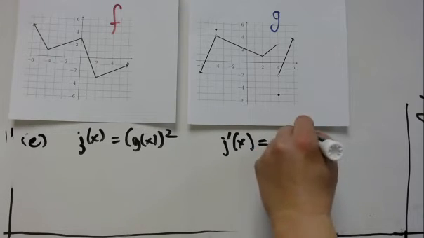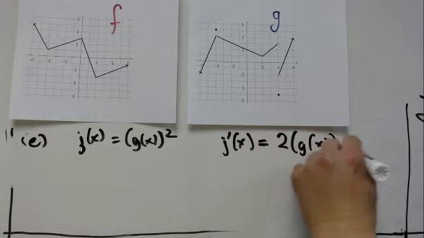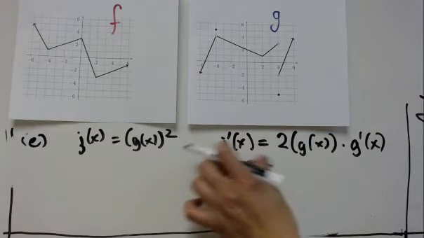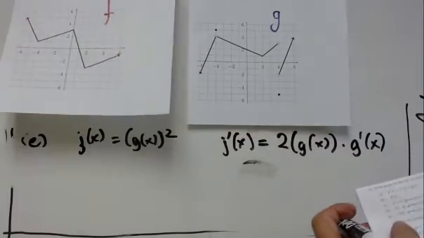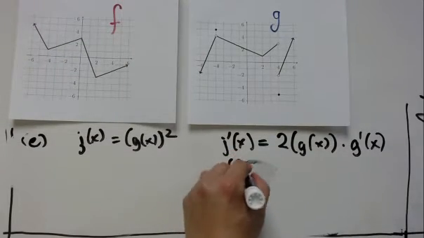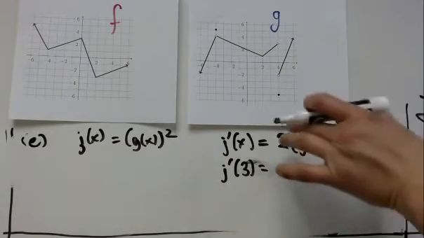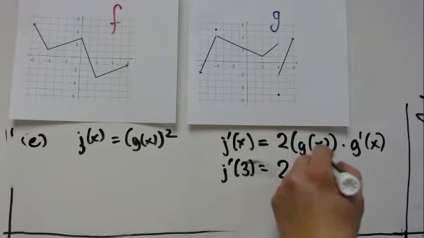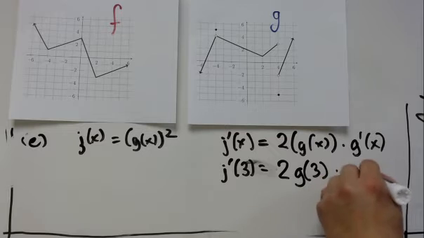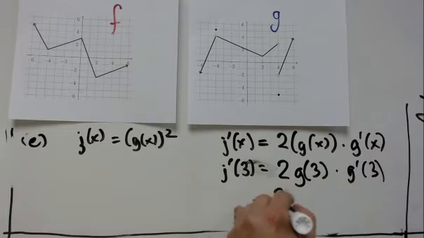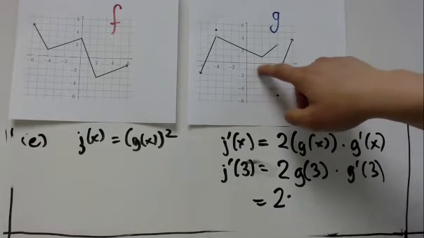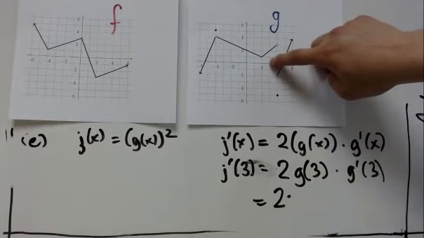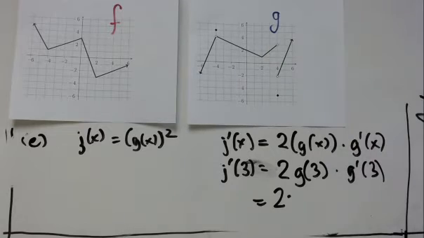So 2 times the inside, times the derivative of the inside. Okay, and then, part E, the question was j prime of 3. So j prime of 3, just taking this line, replacing all x's with 3's, j prime of 3 is 2 times g of 3 times g prime of 3. So that's 2 times, okay, g of 3, we go over here, right where x is 3, g of 3. So the actual y value looks to be 2.